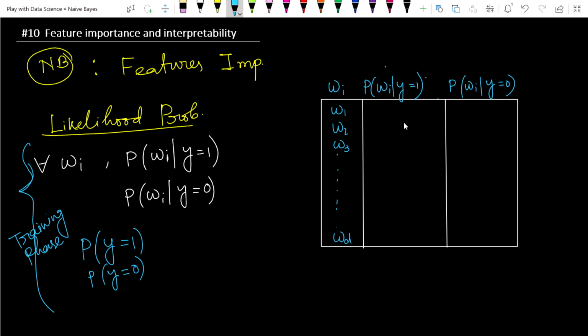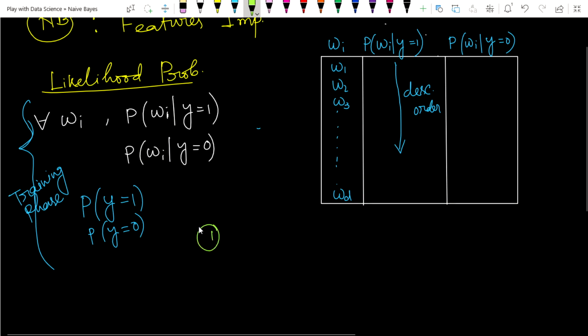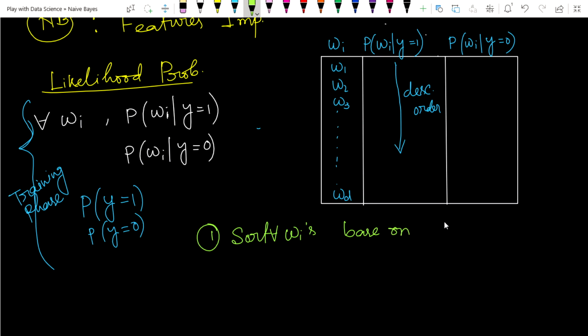Now we just put down everything in this table and sort according to this probability, in descending order. First, we simply sort all the wi based on this likelihood probability, the probability of wi for a given class label y equals 1, in descending order.